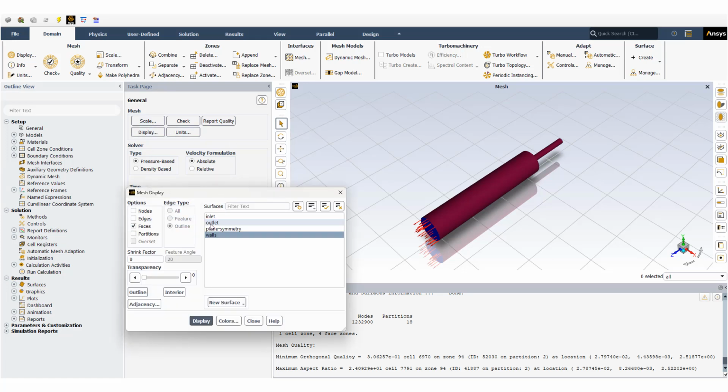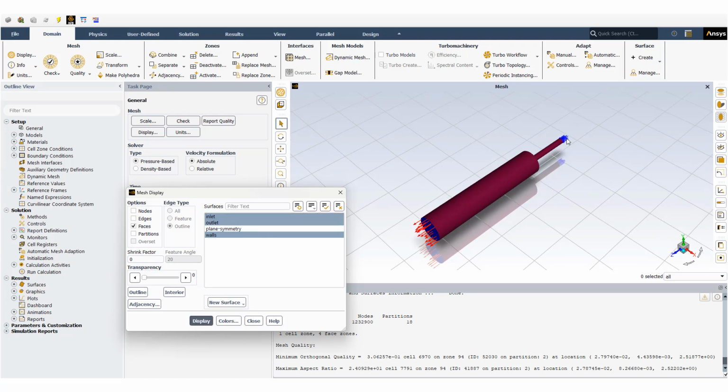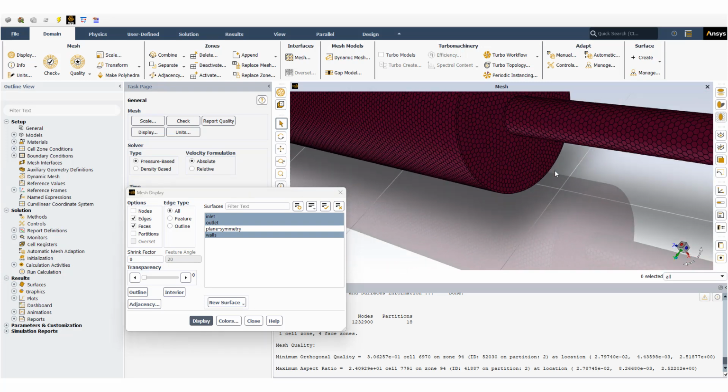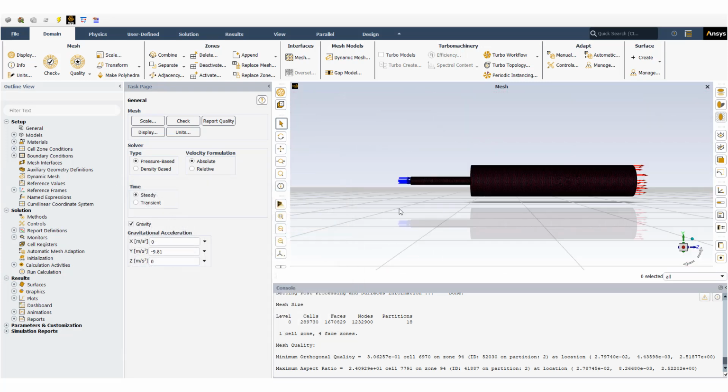If I want to display the mesh, this is inlet, this is outlet, and these are the walls that you can see. This is the mesh that we have.